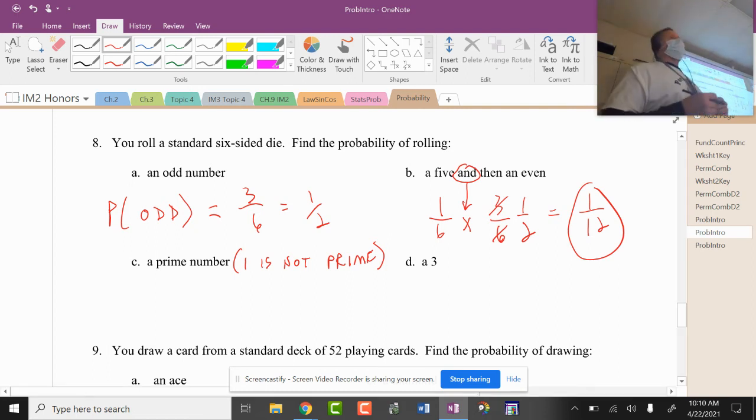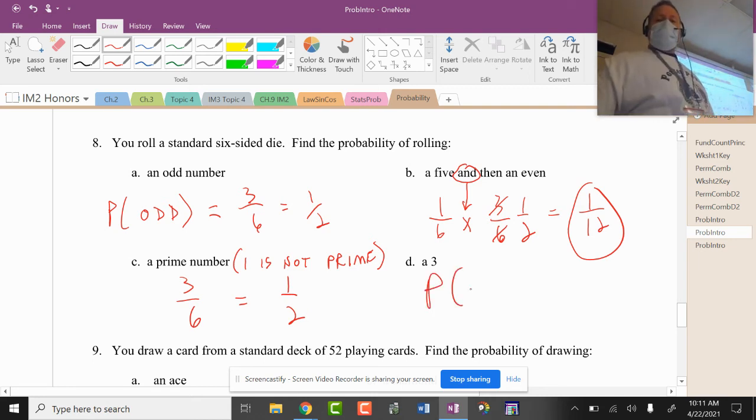So what are the only prime numbers on the die? Is 2 a prime? Yes or no? 3? Yes, no? 4? 5? 6? No. So there's a 3 out of 6 chance again. I don't feel like writing P of prime off to the left. Then a 3, probability of 3, that doesn't take long. 1/6, ain't no thing, chicken wings.